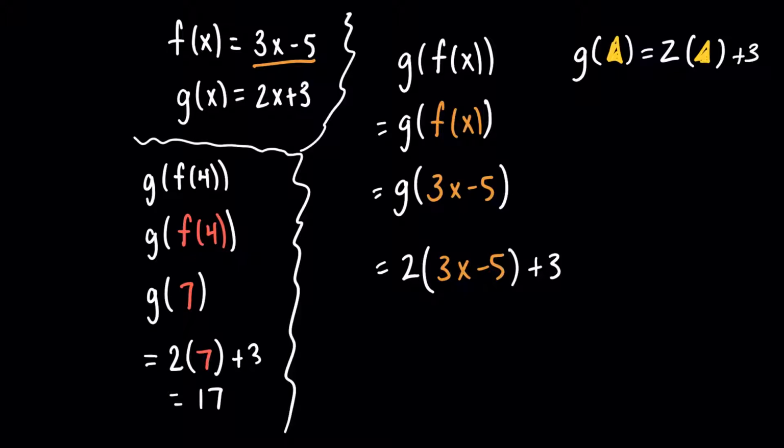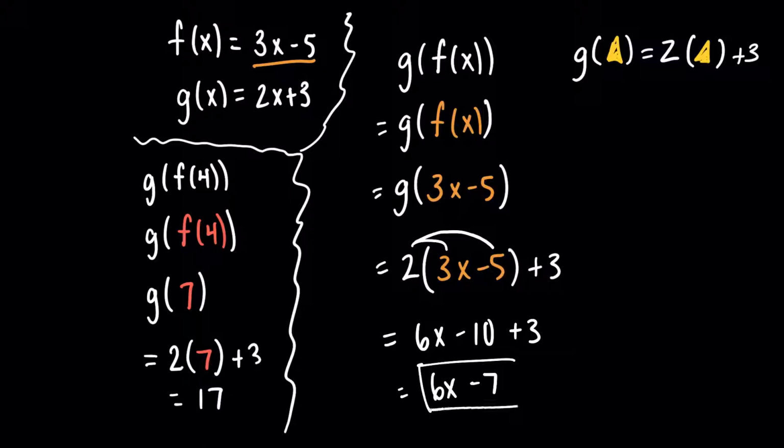Now, this is cool as an answer, but most math teachers would ask you to simplify this. So you're going to need to multiply the 2 times the 3x to get 6x, and then the 2 times the negative 5 to give negative 10. Don't forget the plus 3 from above. And then we'll simplify this. This will be 6x, and then minus 10 plus 3 would be minus 7.